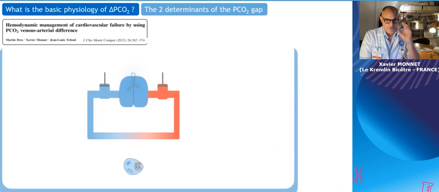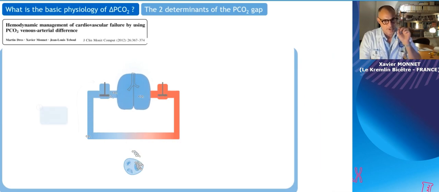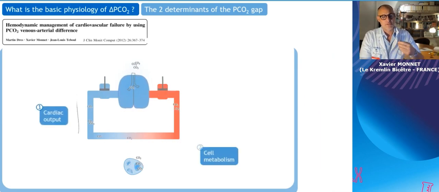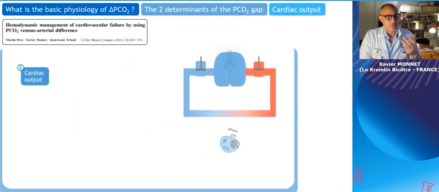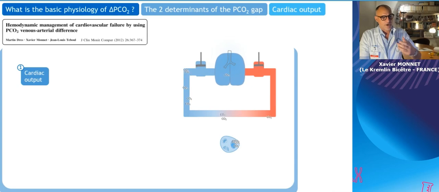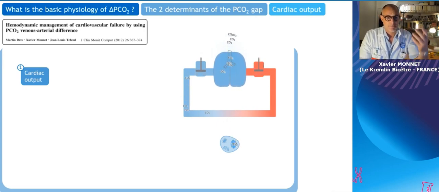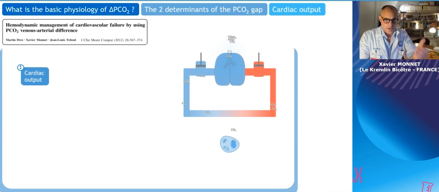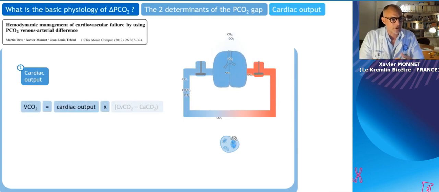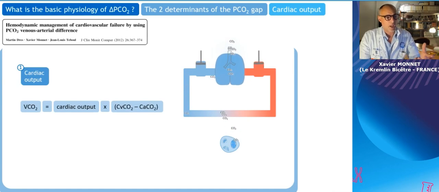In fact, it's very important to bear in mind there are two main determinants of the PCO2 gap: cardiac output and cell metabolism. Cardiac output, because it's easy to understand that if cardiac output is high, more CO2 is transported toward the lungs, and more CO2 is finally eliminated, and the PCO2 gradient is reduced. In other words, one can express that with the Fick equation: VCO2 equals cardiac output times the difference in CO2 content between veins and arteries.